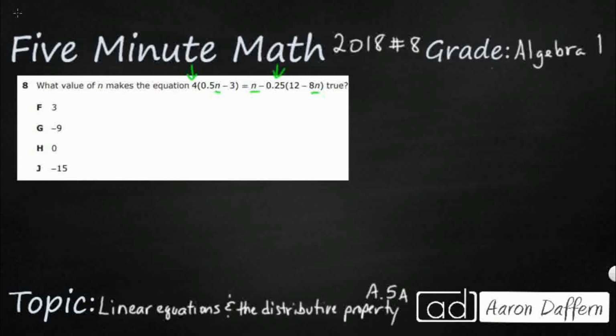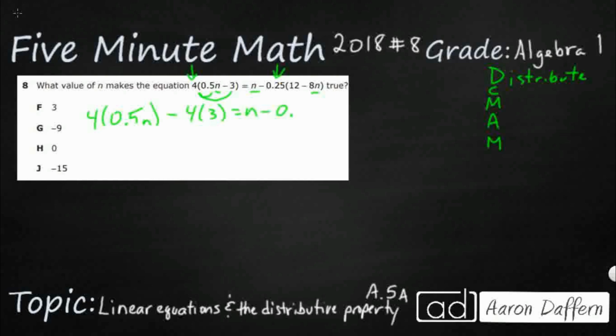When we see that, we should remember, "Don't call me after midnight." That's the phrase I use to remember my steps. So the first step is to distribute. We need to go ahead and take this 4, and distribute it out to the 0.5n and the negative 3. So 4 times 0.5n minus, we're going to keep that minus there, 4 times 3. We're going to keep that n right there, minus.